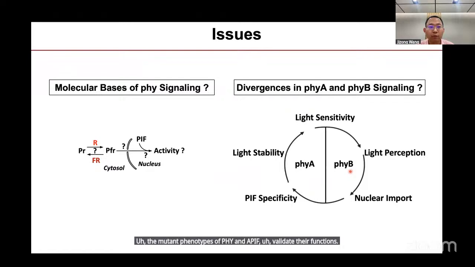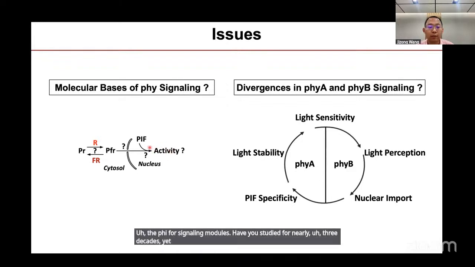The PHY-PIF signaling modules have been studied for nearly 3 decades, yet their underlying molecular basis remains unclear. Moreover, despite PHYA and PHYB being the most extensively studied phytochromes, the molecular basis for their divergent signaling pathways is poorly understood.